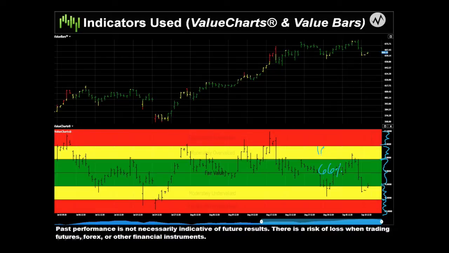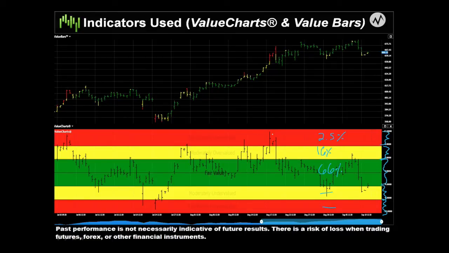Now, historically speaking, roughly 66% of all trading activity is going to take place in the fair value zone. Roughly 16% of all trading activity is going to take place in moderately overvalued and moderately undervalued, so the upper and lower yellow zones. And then roughly 2.5% of all trading activity is going to take place in the significantly overvalued and significantly undervalued price zones, respectively.